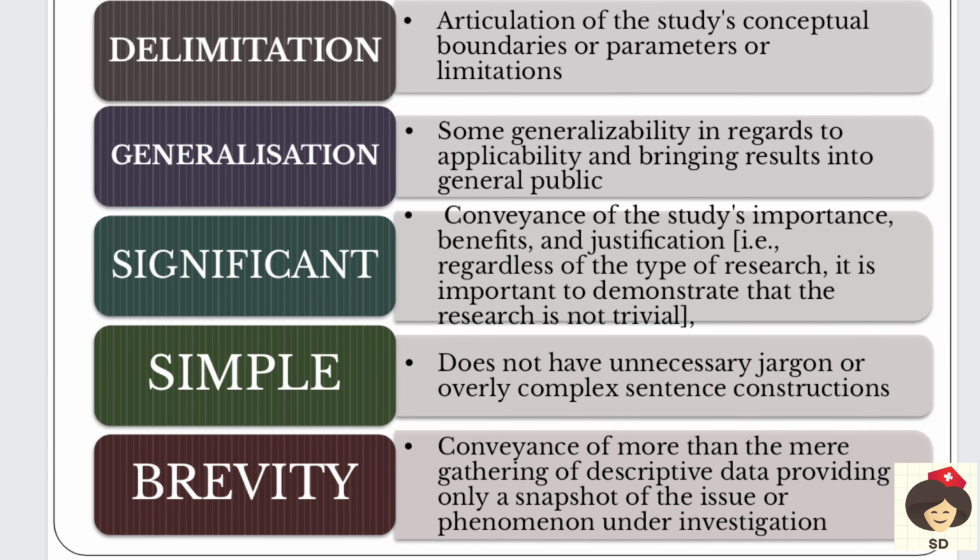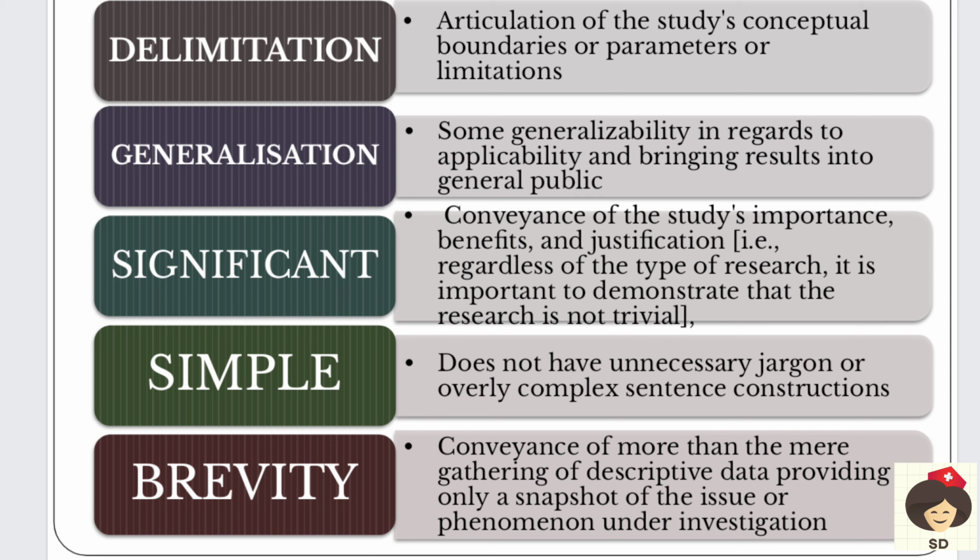The other criterion of a good problem statement is delimitation. Delimitation means we have to maintain a limit or a boundary within which our study will be carried out. The boundary can be related to age or it can be a geographical area. According to the feasibility of the study, we have to maintain a delimitation. So that is a boundary.